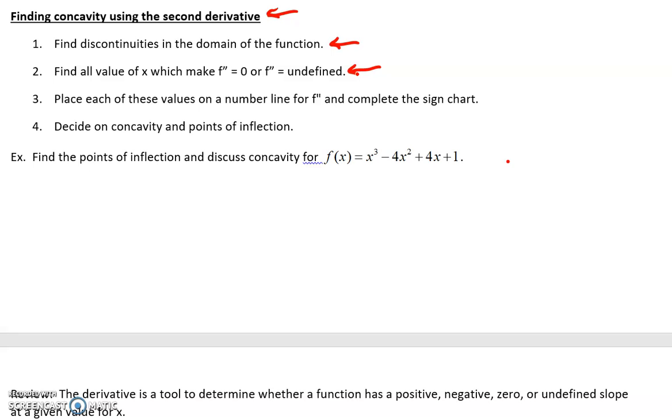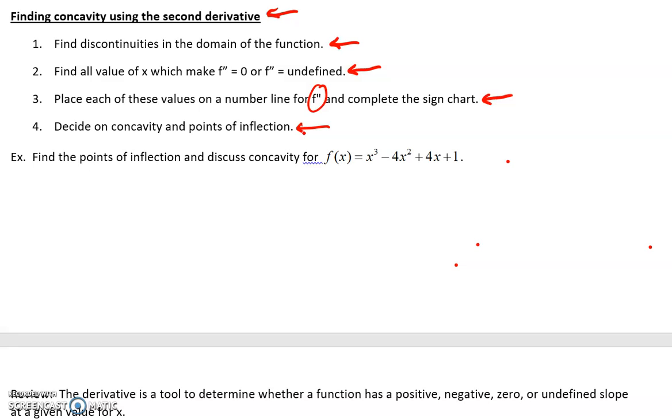Now, after you've done that, you need to place those answers on a number line for the second derivative, just like we did for the first derivative, and then plug in test points into that second derivative to determine the concavity. Okay?